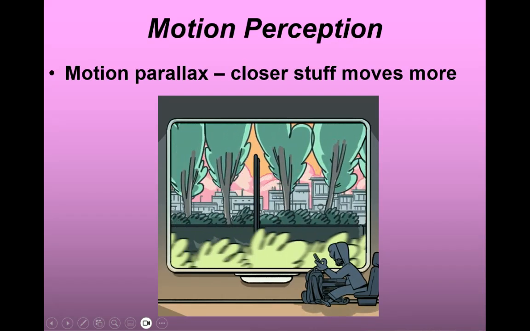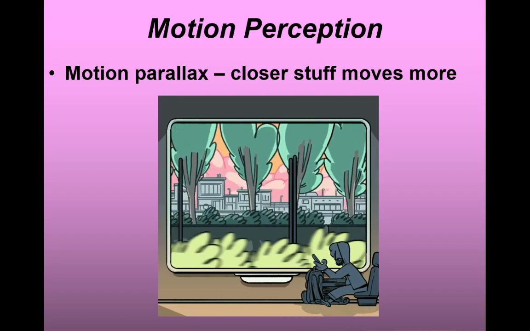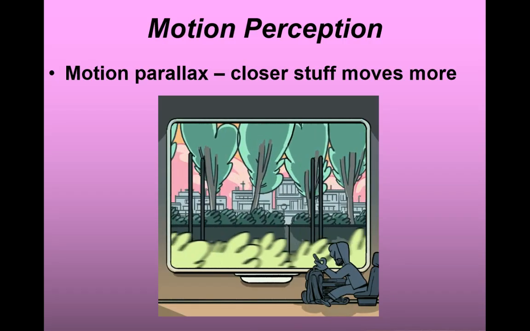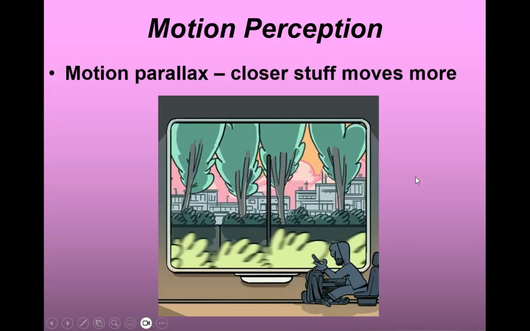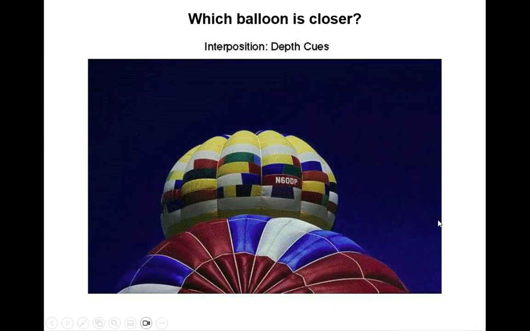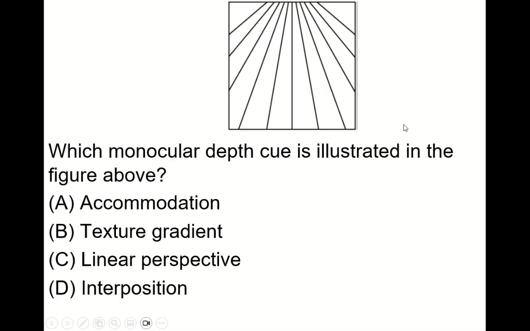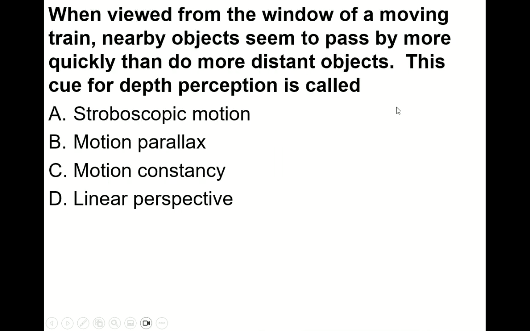Motion parallax, closer stuff moves faster. Stuff that's further away seems to move slower. Interposition, this balloon is closer than that one. Okay. All right. What are we looking at here? The answer is C. The lines are coming together like railroad tracks. That's a monocular depth cue.